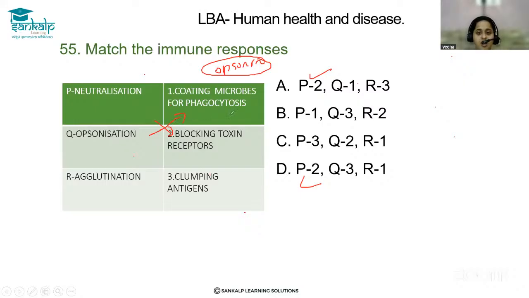So Q is option 1. Option 3 is not correct for it, so Q option 1 is correct. And agglutination is nothing but pairing with the antigens, so it forms clumping of antigens. So the correct answer for R is option 3 only. So the correct option is option B, that is P2 Q1 R3. Thank you.